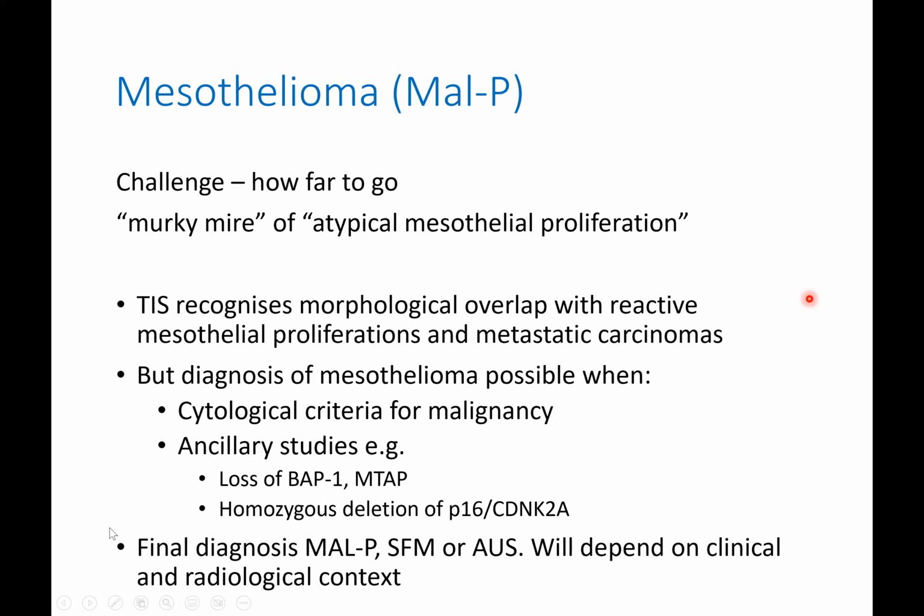The international system has a whole chapter on malignant mesothelial cells, and it recognises that there is a morphological overlap both with reactive mesothelial proliferations and also with metastatic carcinomas. But the system does actually stress that a diagnosis of mesothelioma can be possible in the situation where you have either the cytological criteria for definite malignancy, or you have the ancillary studies which are characteristic of malignant mesothelial cells, such as loss of BAP1 and homozygous deletion of P16.